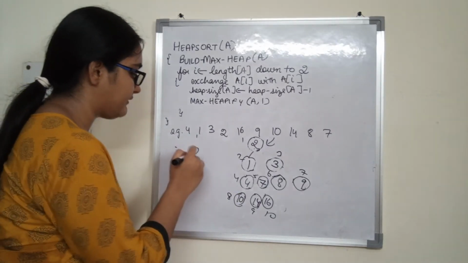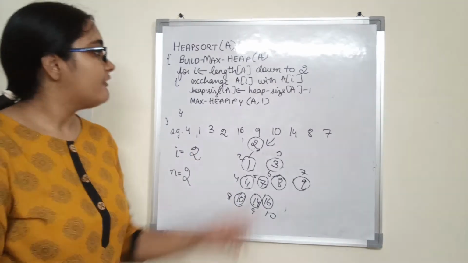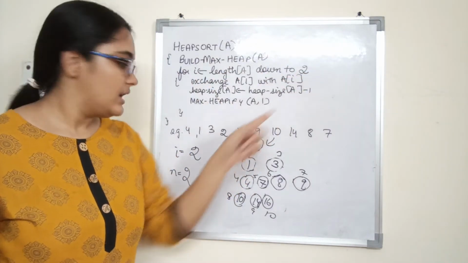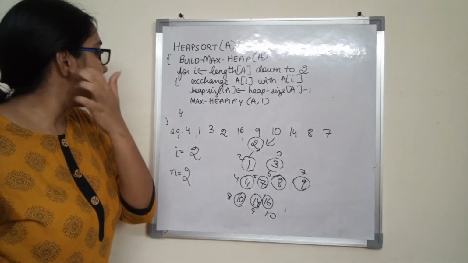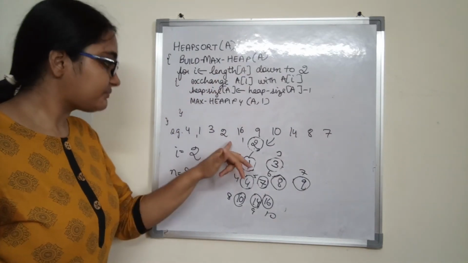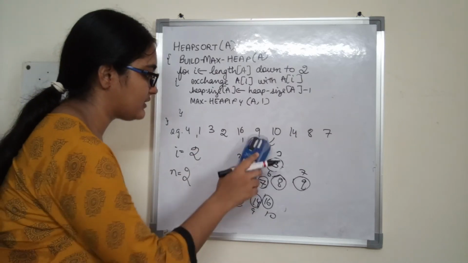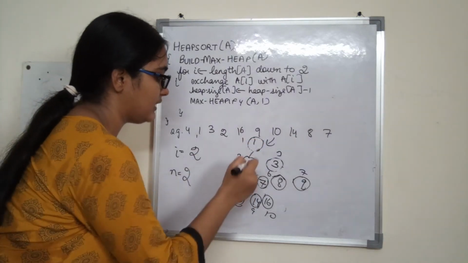Now we are in the final iteration of the loop. Why? Because i should run from length of A to 2, that is n to 2, that is 10 to 2. Now we have reached 2. So exchange A of 1 with A of 2, that is 2 with 1, and they will be exchanged. 1 will come here, 2 will come here.